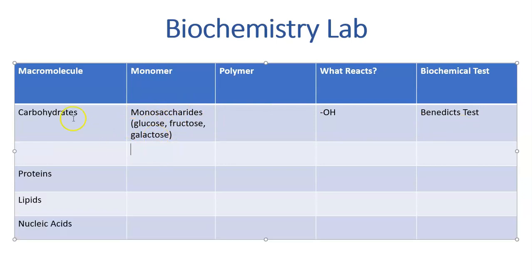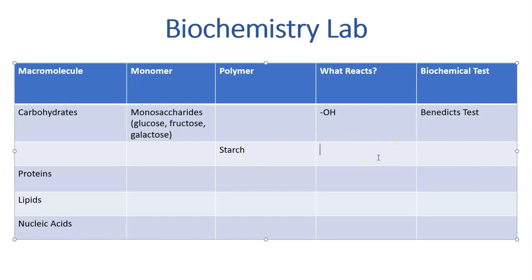I split this carbohydrates up because we're actually able to test for 2 different types of carbohydrates. We can test for the monosaccharides with Benedict's test, but we can also test for the polymer form of carbohydrates, in this case, starch. So there are a couple other types of polymers as well, things like cellulose and glycogen, but we're specifically going to be testing for starch.